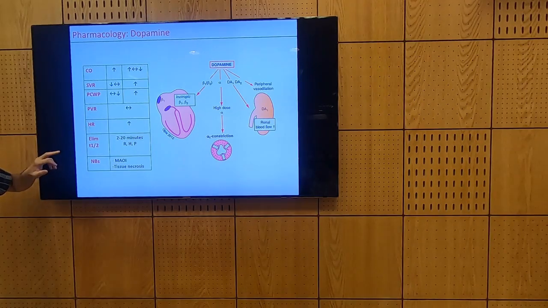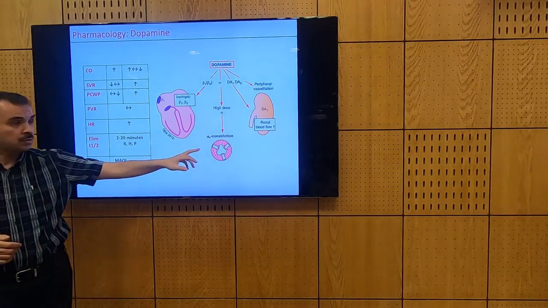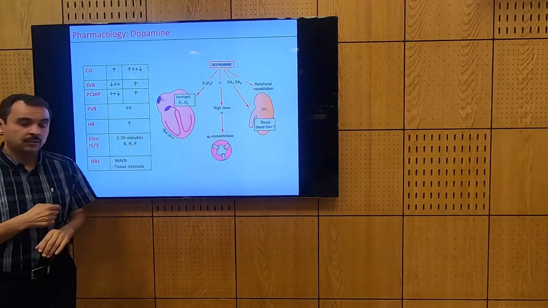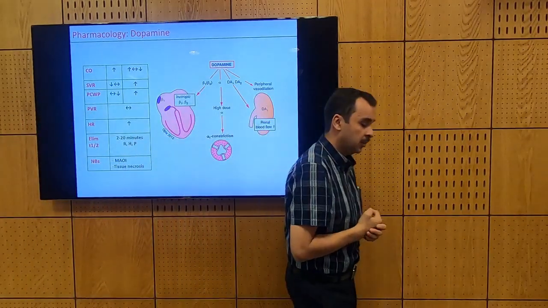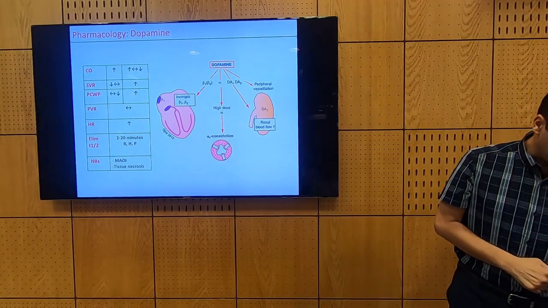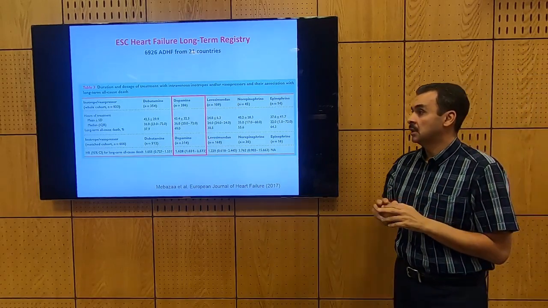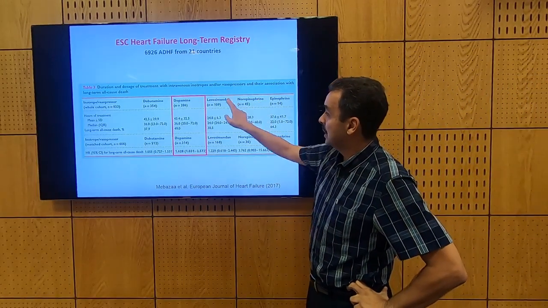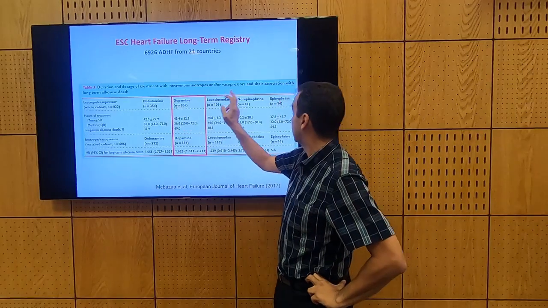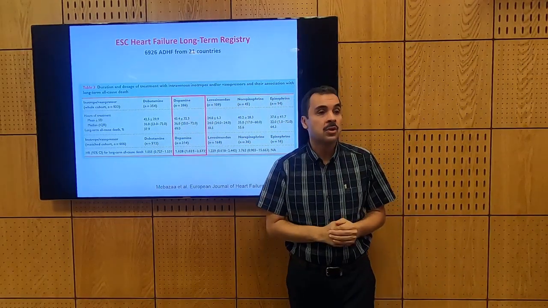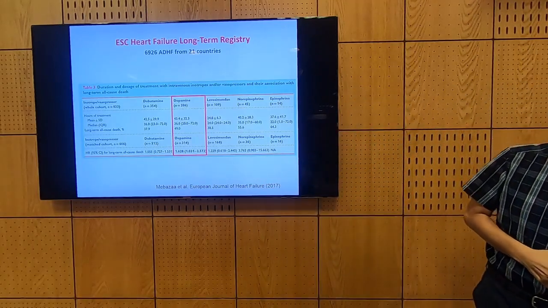It increases the heart rate, it has a short elimination half-life, and because of the vasoconstrictor action, it can cause tissue necrosis at the site of infusion, so it should be used with a central venous line. Again, dopamine compared with other medications such as the vitamin and the norepinephrine proved to have a worse outcome in patients with heart failure.